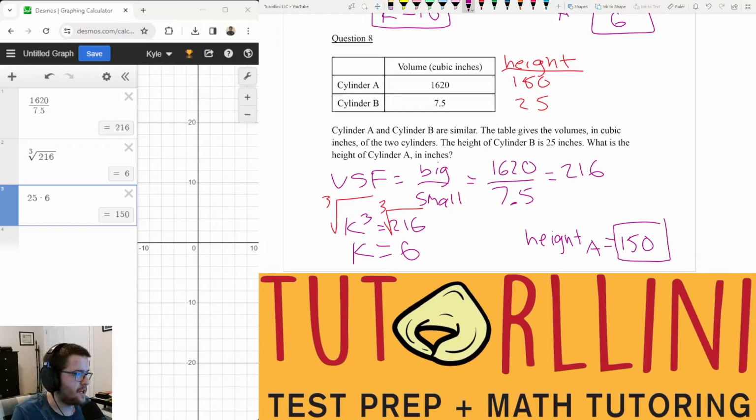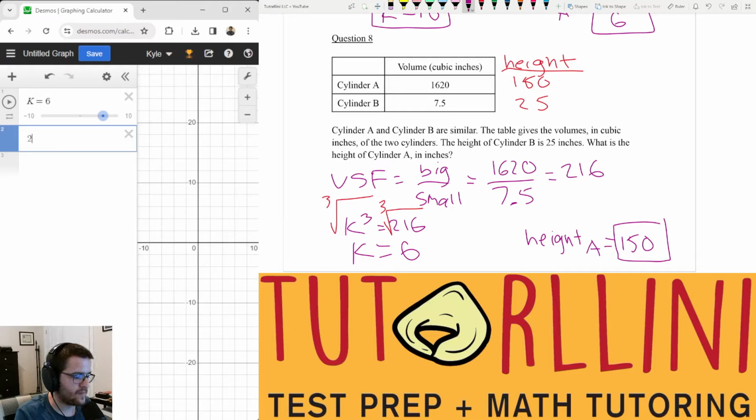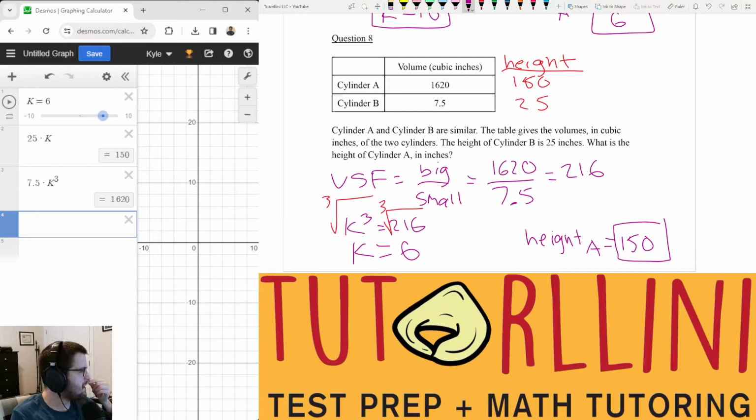And once again, let's refresh and see, just to be certain we did it right. So let's make K equal to 6. And we're going to do 25 times K. And then 7.5, that's a volume, so we're going to do times K cubed. And we get 150 and 1620. So it certainly seems like we did a good job finding K and applying it to this problem. Great, let's move on to the next question.